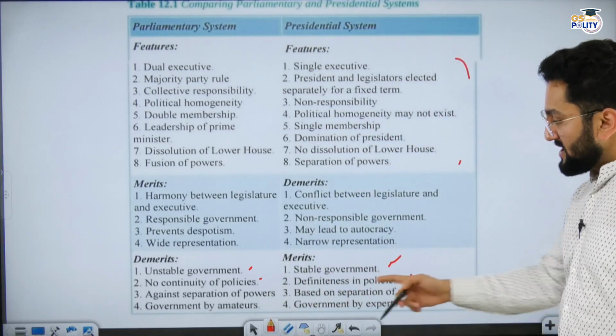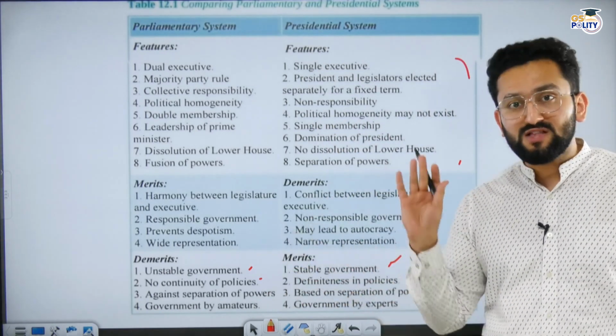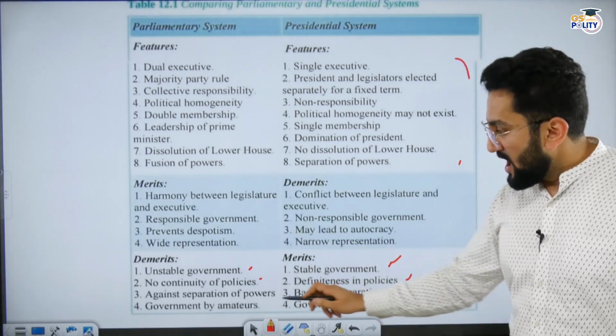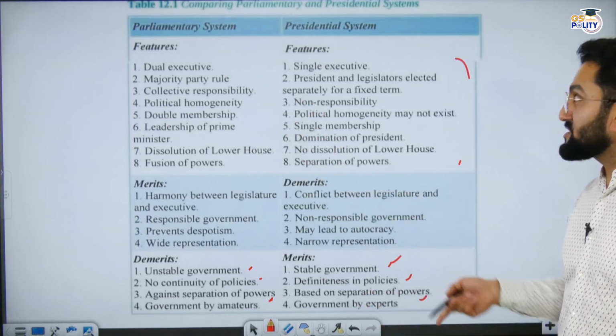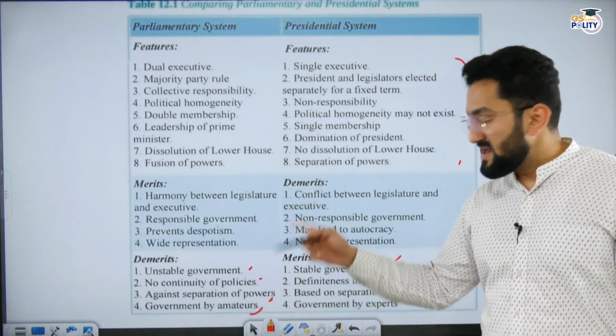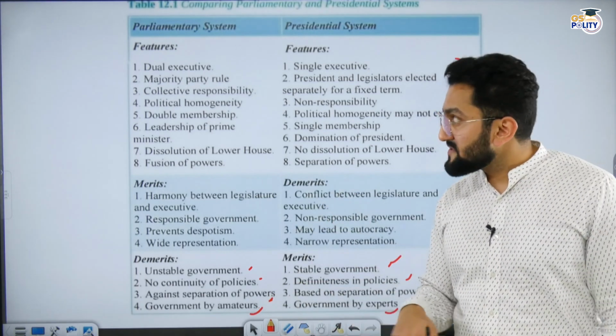Merits: stable government, definiteness in policies. Yes, these are the policies which are going to continue for at least 4 years, right? Against separation of power, this system. Based on separation of power, presidential system. Government by amateurs, government by experts. Now, what is the difference?